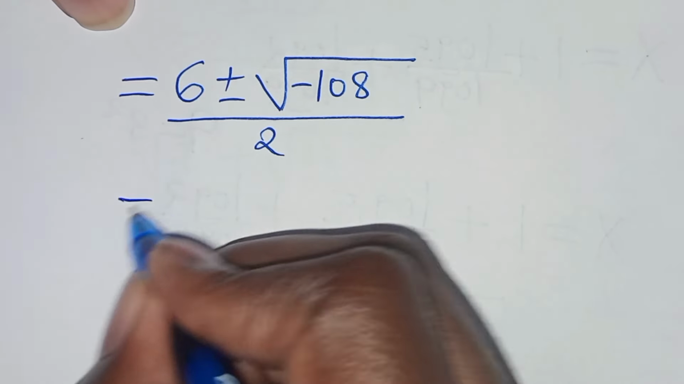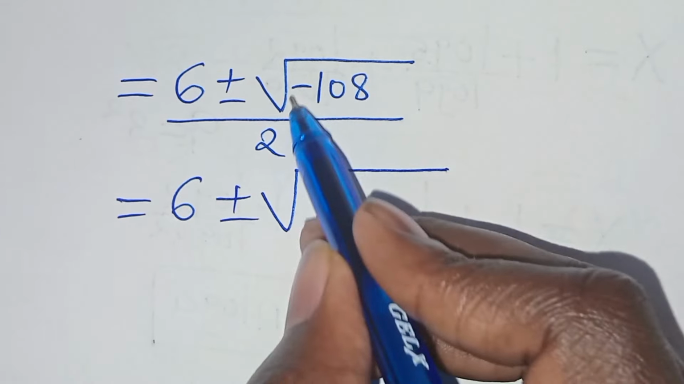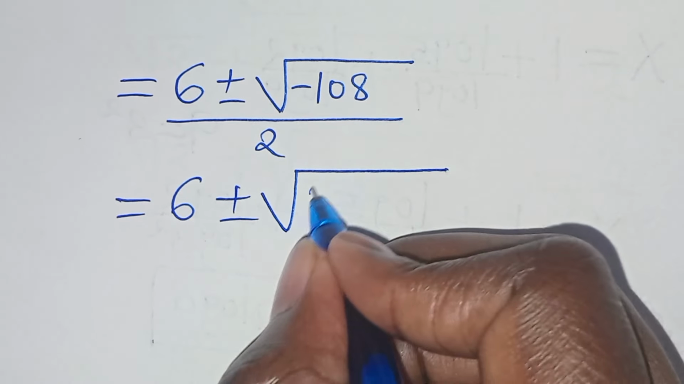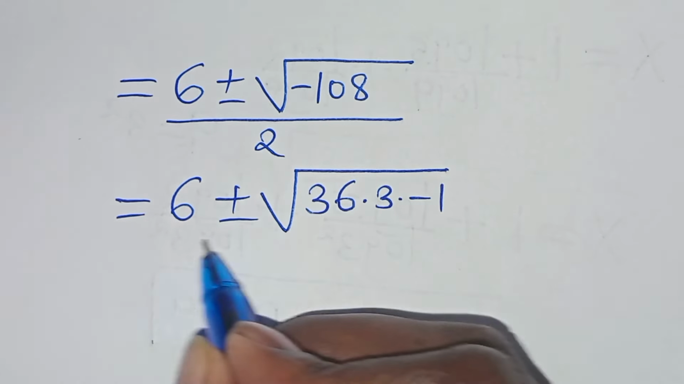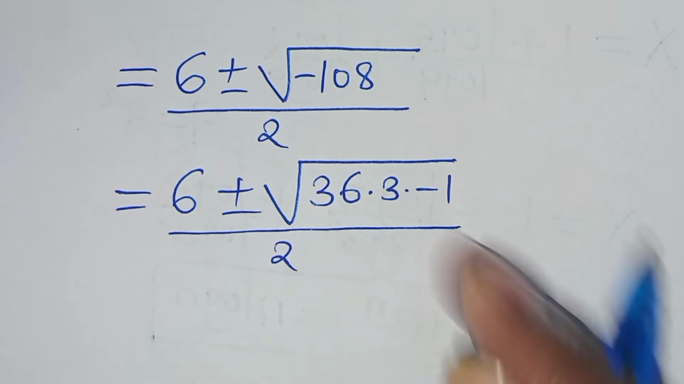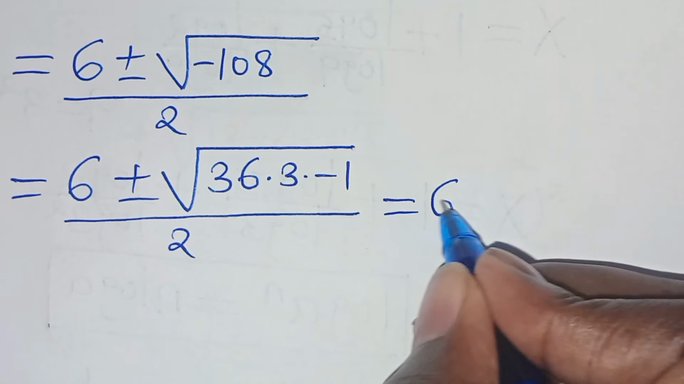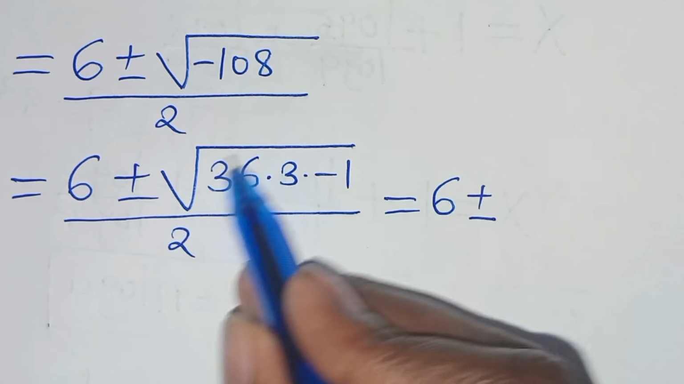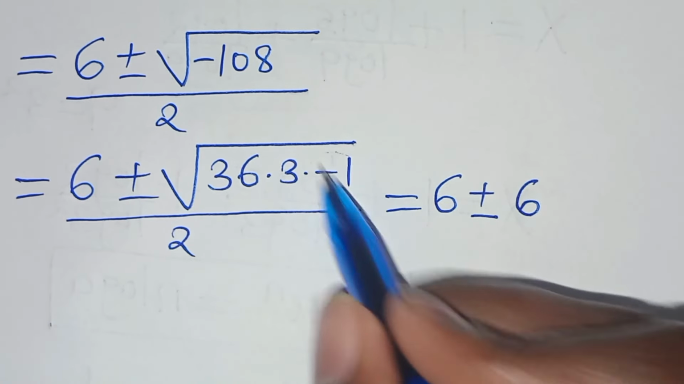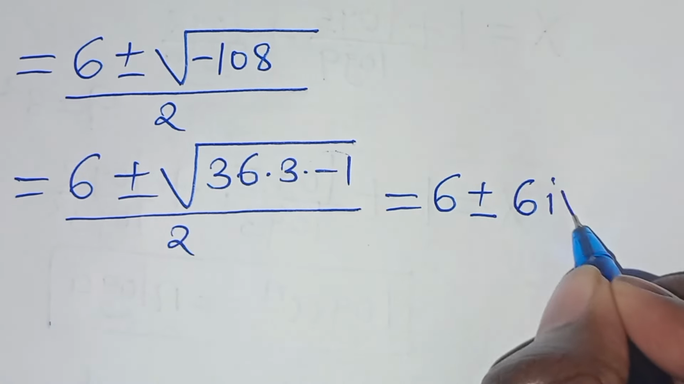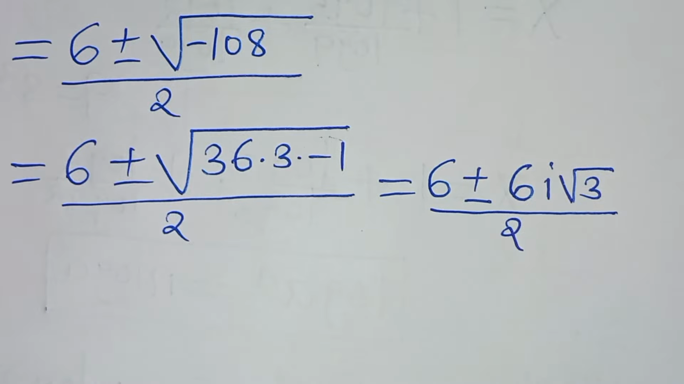Now here we have 6 plus or minus the square root of negative 108, which we can express as 36 times 3 times minus 1, everything divided by 2. So here we have 6 plus or minus the square root of 36, which is equal to 6, the square root of minus 1, this is i, then square root of 3, everything divided by 2.